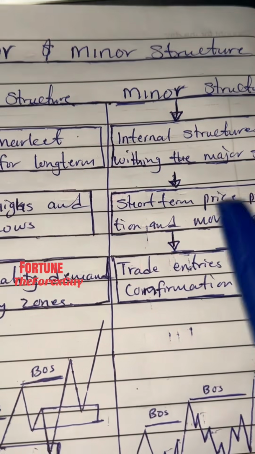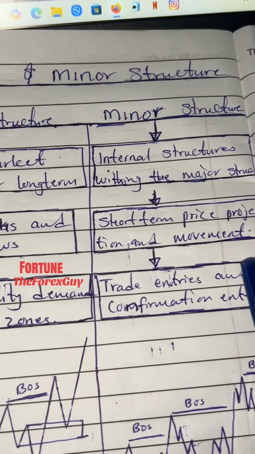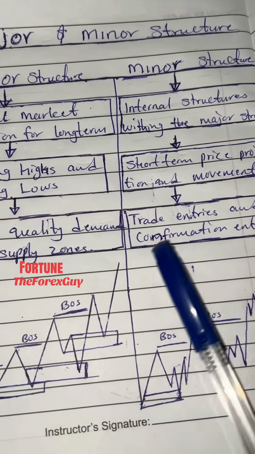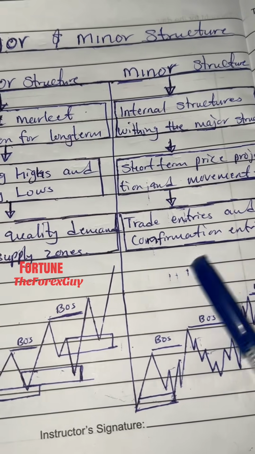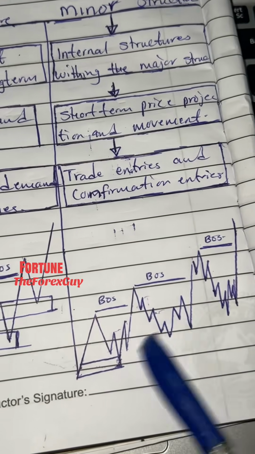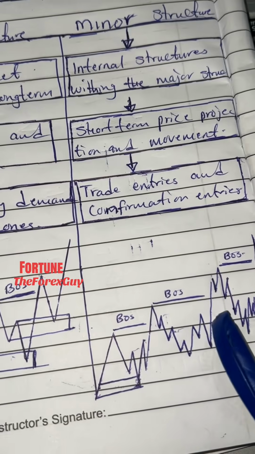And you can also use your internal structures for what? Trade entries and confirmation entries. This is very, very important. When price trades into a major structure demand zone, you wait for internal structures to form in alignment with the major structure. This is a typical example of what internal structures look like.